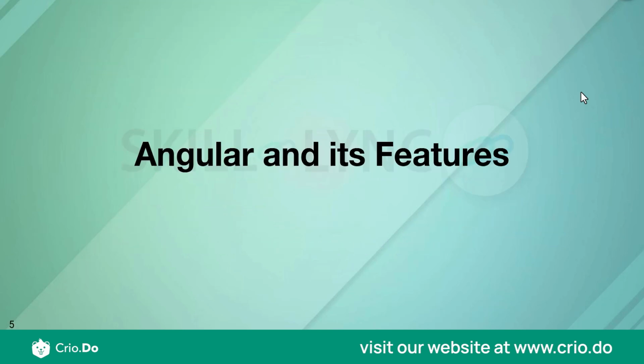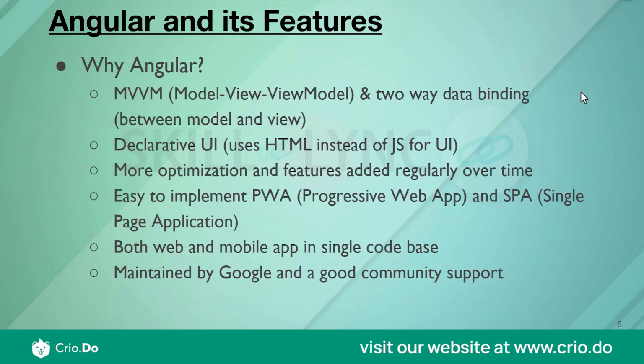So first, let's try to understand what is Angular and what are the features of Angular. As we discussed earlier in the last session, if you remember, Angular is basically following the MVVM pattern, which is the model view model pattern. And due to that, it also allows us to have two-way data binding between the model and view.